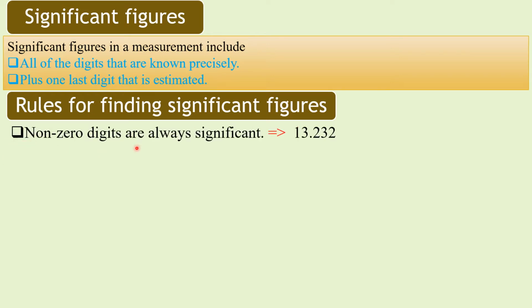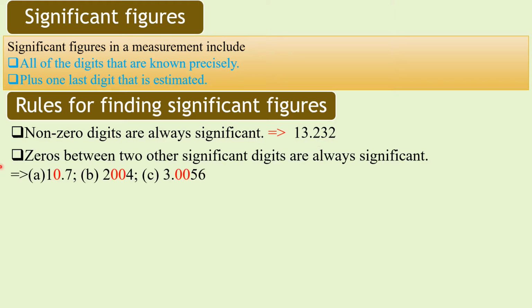Non-zero digits are always significant. In 13.232, there are 5 significant figures because all digits are non-zeros, as they are between 1 and 9. So all are non-zero digits, and we know that all non-zero digits are significant figures.